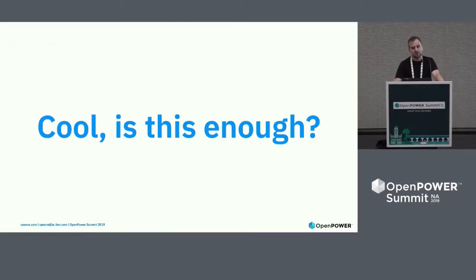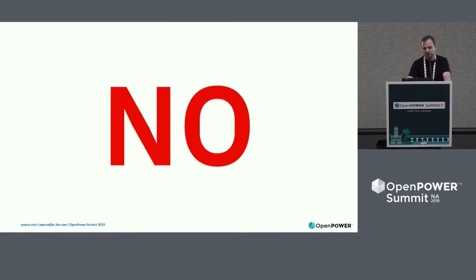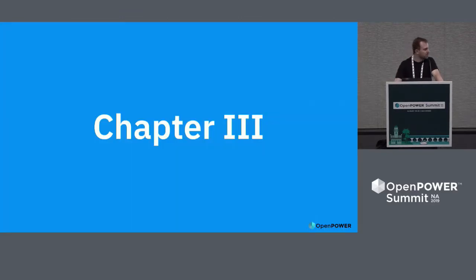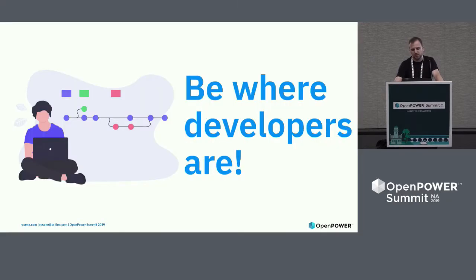But cool, is this enough, I would say? Providing free access to Power, having a tool that people can use to migrate their applications to Power or simulate Power on an x86 machine? Unfortunately, no. And that takes us to chapter 3 of our journey, which is we need to be where developers are. If you want to ensure that Power is a first-class citizen in the development world, we need to ensure that we are where they are doing their job.